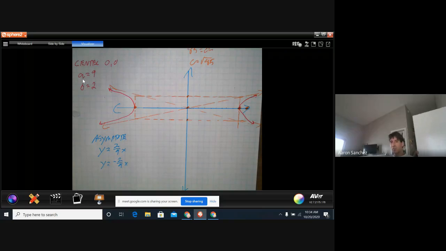That's one where the center is at (0, 0), so that's a little bit easier. We'll do one where the center is not (0, 0), answer all those questions, and we'll graph, and then we'll be done.